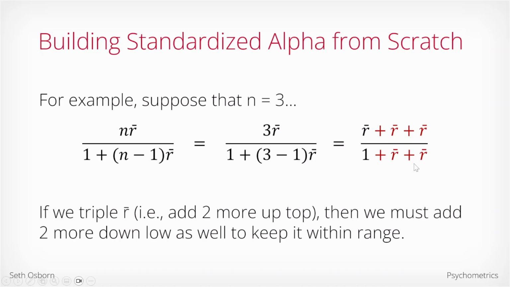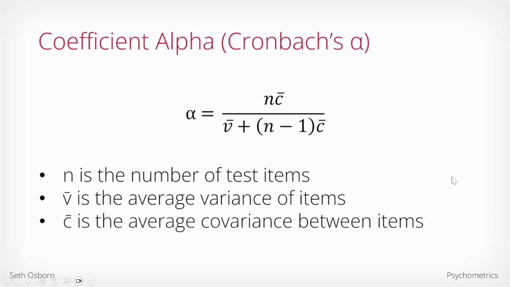And you can see from how I've color-coded it that I'm just showing you we started with however much out of 1. Then when we increase the numerator by some amount, in order to keep it in range, in order to keep the part from being larger than the whole, the denominator says no problem, we're just going to increase the denominator by the same amount. Okay, so that is standardized alpha.